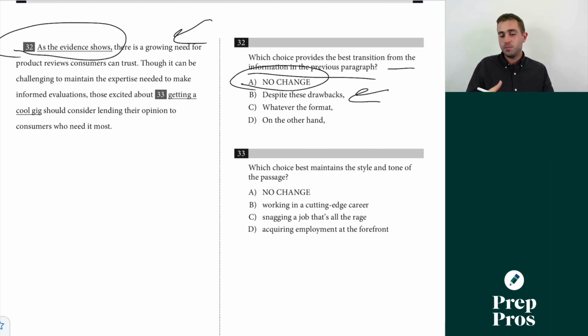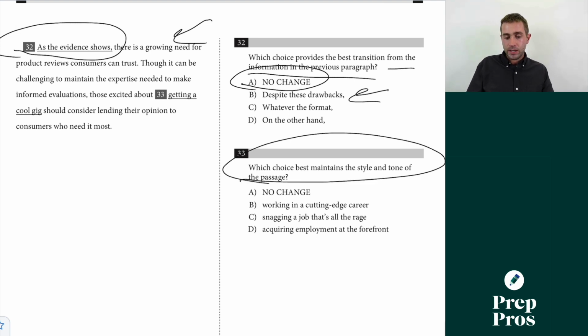We're not saying despite these drawbacks, because we're not going against them, or on the other hand. We're basically saying that because of what we've seen, there's a growing need for product reviews that consumers can trust. Now, question 33. This always trips a lot of students up because you're like, how can I spot the style in the tone?